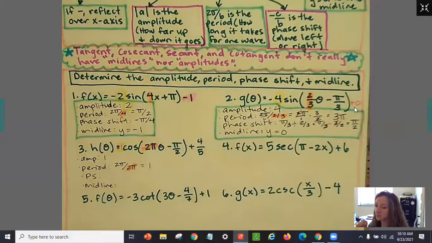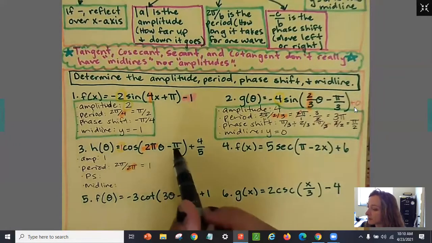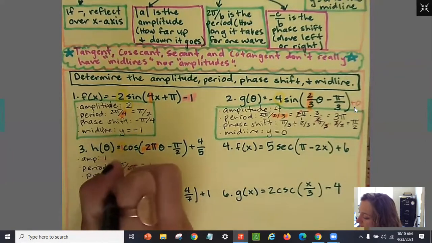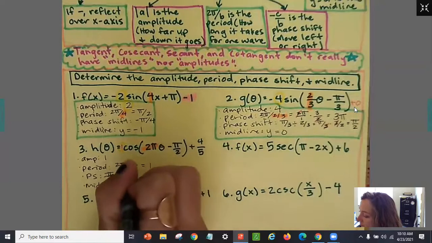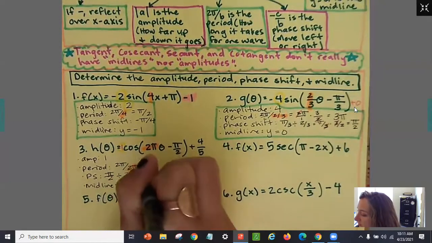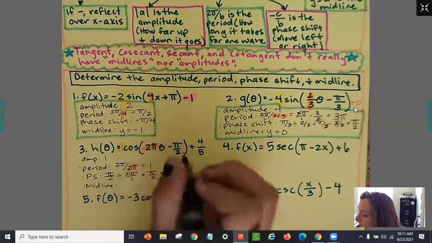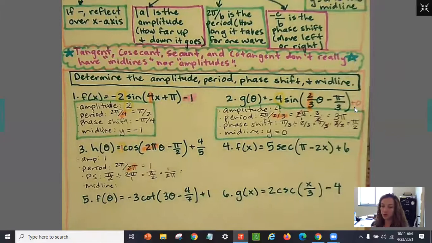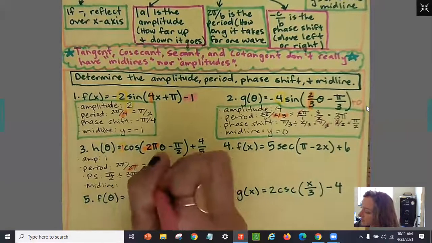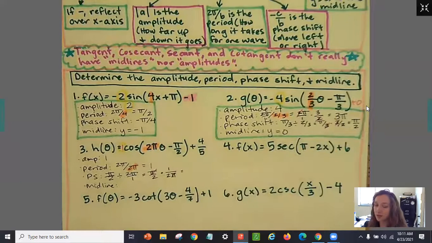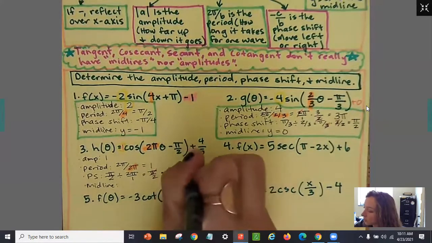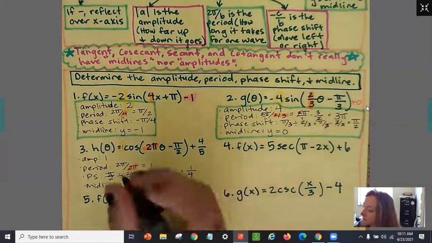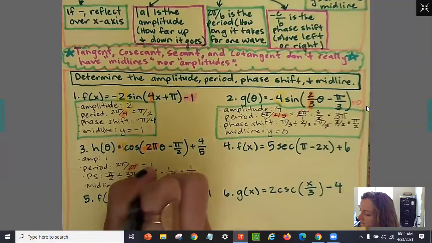Then for the phase shift, this is going to be negative c divided by b. So we're going to do negative negative pi over 2, which is pi over 2, divided by 2 pi. And we're going to write this as 2 pi over 1. So now we're going to keep change flip. Keep, change to multiplication, and flip. We have a pi in the numerator and the denominator, so those are going to cancel out. And we're going to get 1 divided by 2 times 2, which is 4. So this is going to be 1 over 4. All right, and the midline is y equals the number on the end, so this is going to be y equals 4/5.